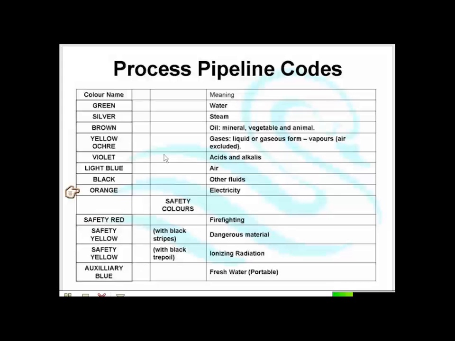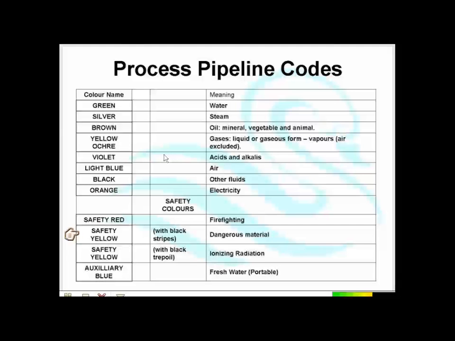Now one that is quite annoying is orange. Electricity should be in orange pipes, it should be in orange conduits. The reason that's annoying is because our standard indoor type conduit is grey. So what will sometimes happen is you'll install a whole load of beautiful new grey conduit and someone will come along and paint it orange. Safety red is firefighting, and that should never be changed colour.